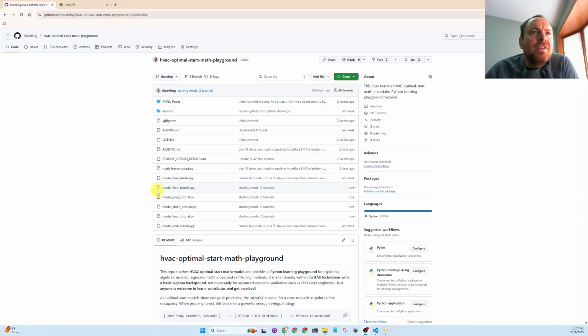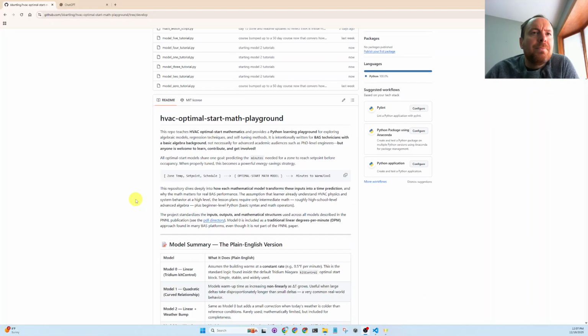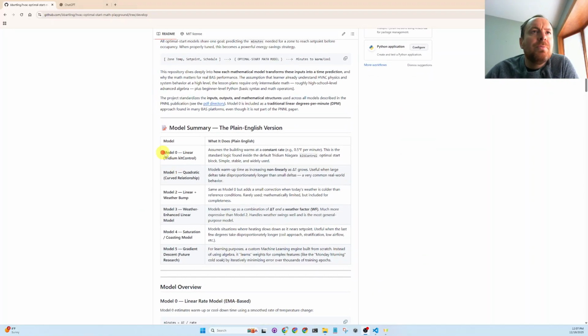So right now we have done model 0, just a linear model. We did model 1, which is pretty complicated in my opinion, just doing the nonlinear as the delta temperature between zone temperature and occupied zone set point grows. And now model 2. I thought that these models would get more complicated as it's getting into here.